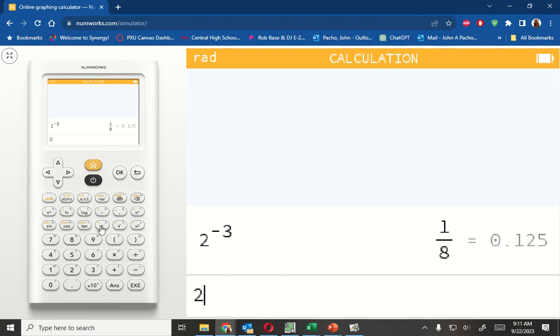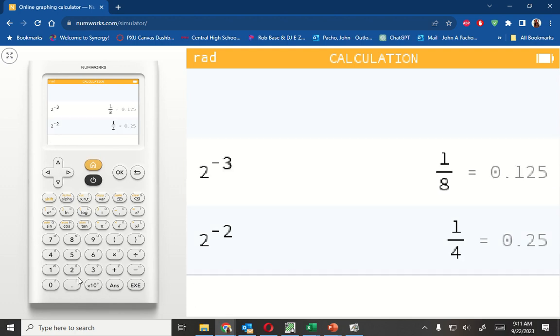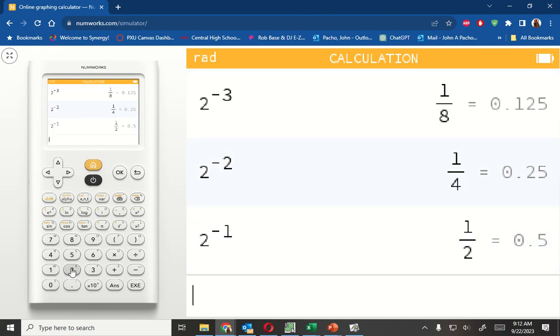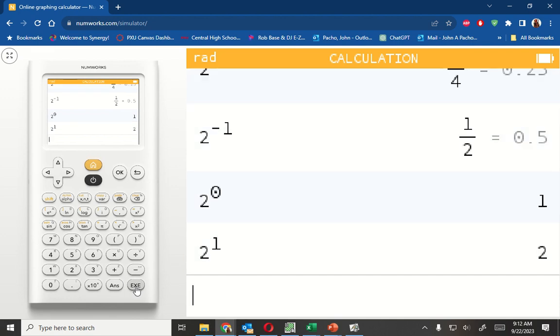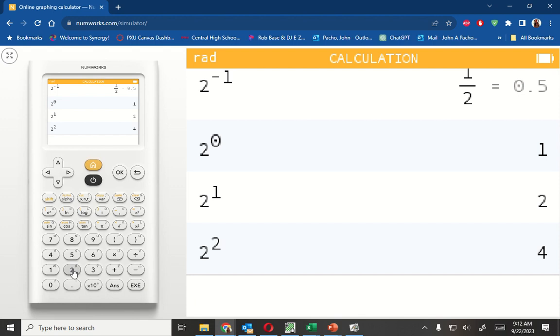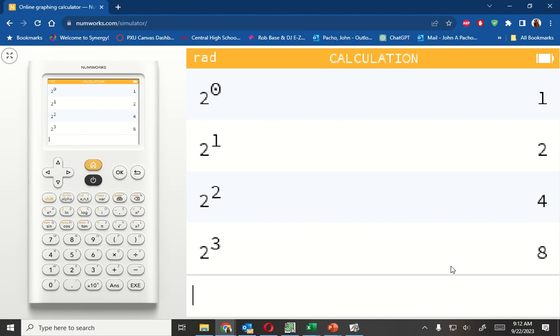So let's do the next one. 2 raised to the -2. Next one is 2 raised to the -1. Very good. 2 raised to the 0. 2 raised to the first. 2 raised to the second. 2 raised to the third. So I went through this step by step so you guys could actually see.